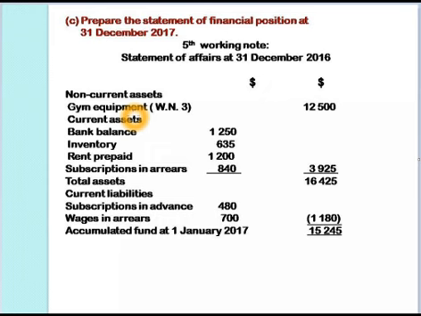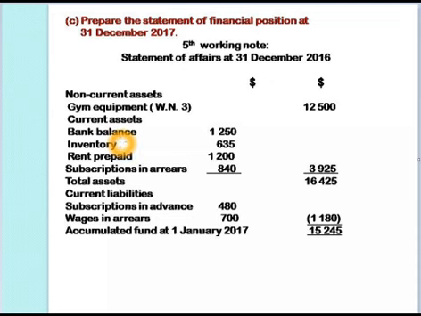Then current assets. In current assets, we are going to start with the bank balance, which is given in the receipts and payments account. The balance brought forward will be the bank balance on 31st December 2016, and that is $1,250. Inventory of sportswear, which is given in the additional information bit 2. There the balance on the 1st January 2017 will be the balance which has been brought forward from 31st December 2016. So we are going to take all the opening balances here.